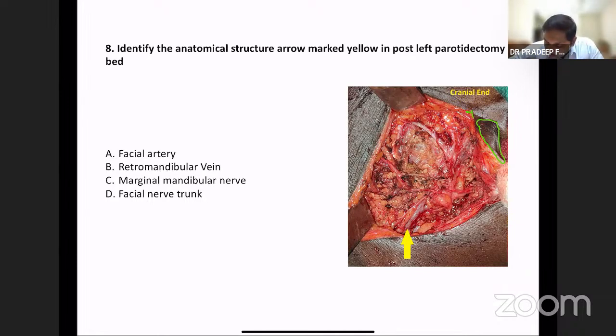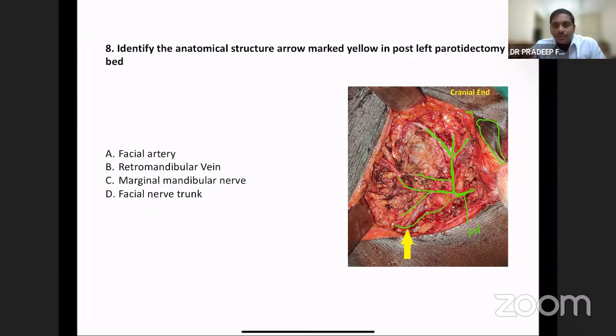If you trace, this is the main trunk of the facial nerve that divides into the zygomatico-temporal branch as well as the cervical branch. The zygomatico-temporal branch has 2 branches. Then this is the buccal branch, which also goes as 2 branches. And you have a marginal mandibular branch and a cervical branch. So these are the facial nerve branches.